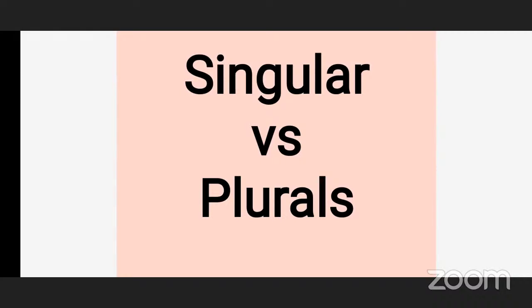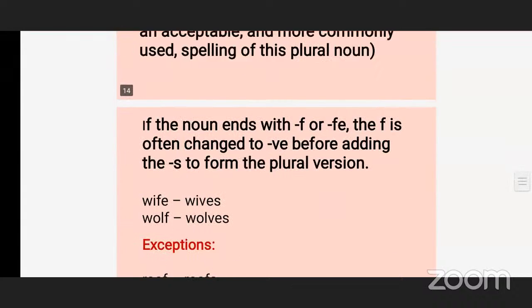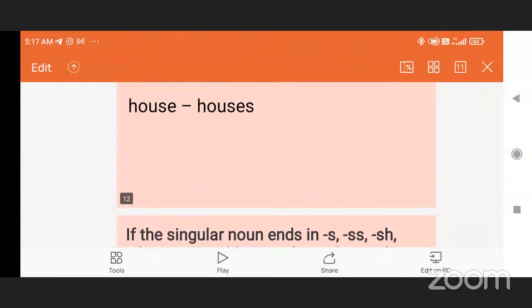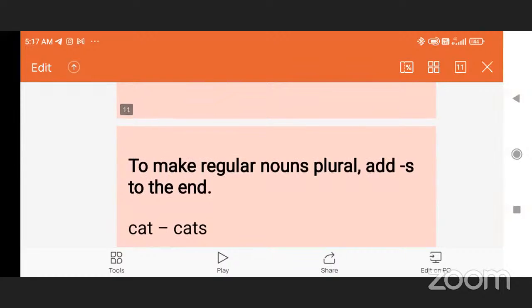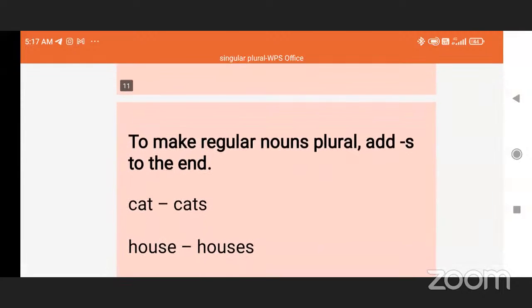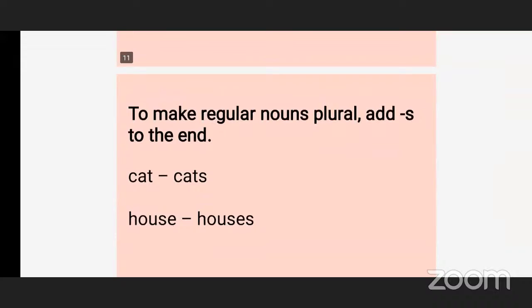My dear? Yes, ma'am. Just remembering it. Singular nouns need an S at the end to become a plural, ma'am. Okay, yes. So to make a regular noun plural, we will add just simply the S at the end of the noun. So cat, cats, house, houses, book, books.